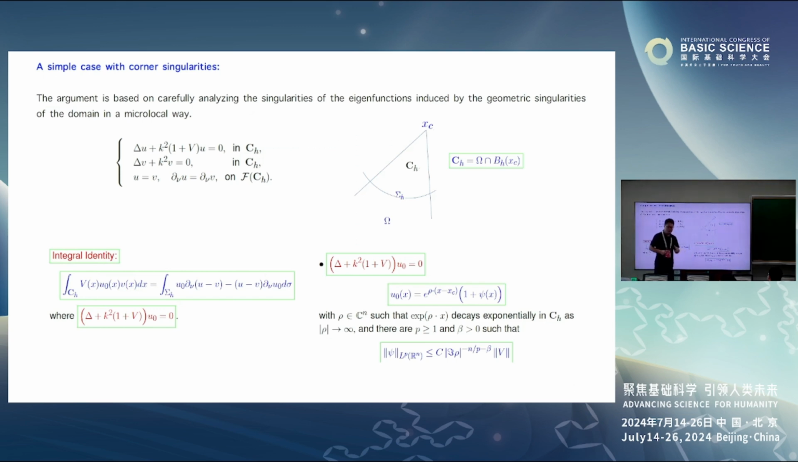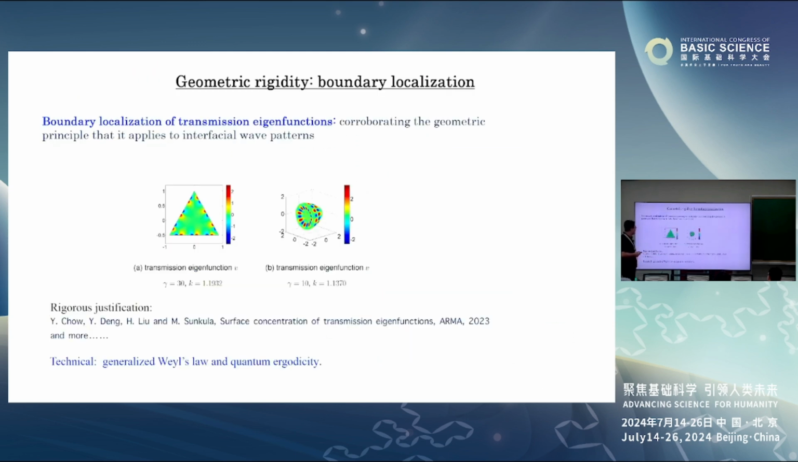But now if it becomes a small, smooth shape, the curvature is not infinite, but it's large. So a similar trick applies. You can track this curvature effect in this integral identity. Okay. And then the second property, according to the geometric principle I mentioned, is that it has to be some interfacial pattern.